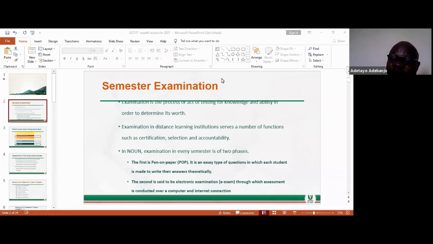So we have two phases of exam in the National Open University. The first examination is pen on paper, in which there are essay questions. I think you start doing that from 300 level, except those people who are in law, who are not permitted to do POP exam and computer-based exam. They are to write their own exam on paper. All the other GST and other courses will be done on computer-based examination, not pen on paper.